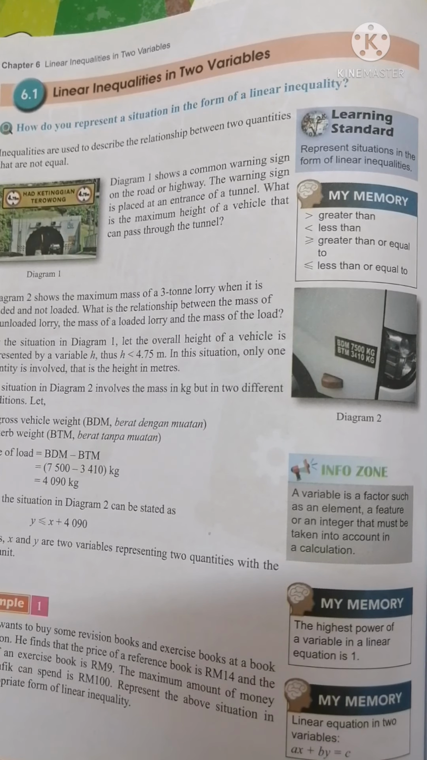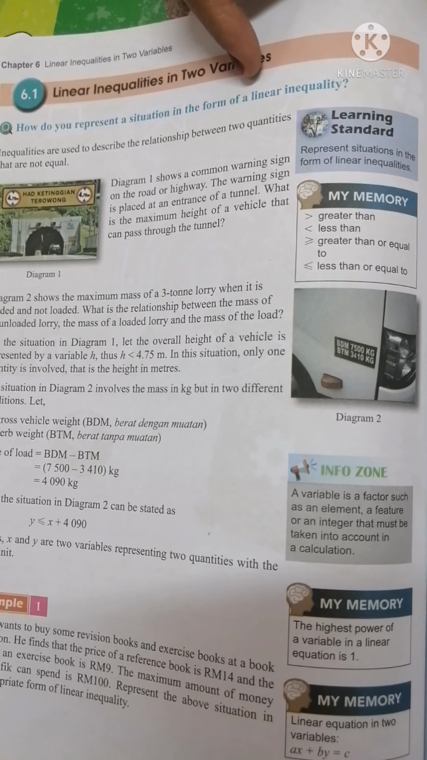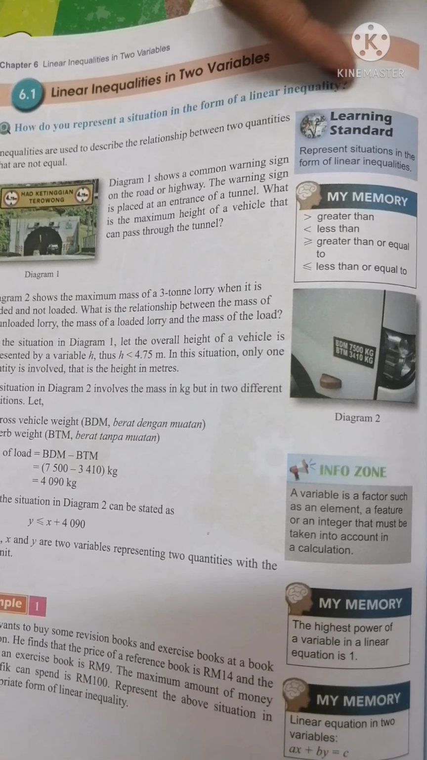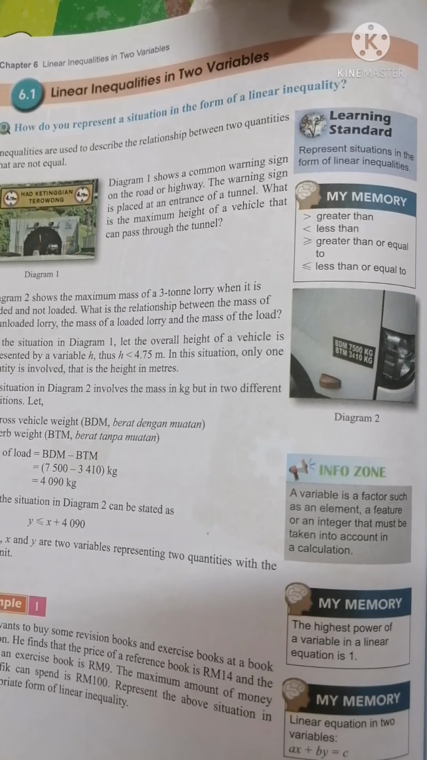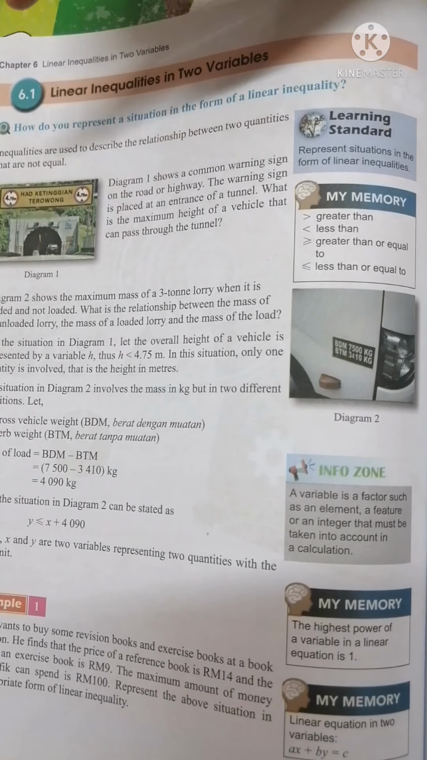Okay, so for today's video, we will proceed with chapter 6, which is linear inequalities in two variables. So our first learning objective is, how do you represent a situation in the forms of linear inequalities? Before this, you are already familiar with inequalities. Inequalities means the symbols other than equal.